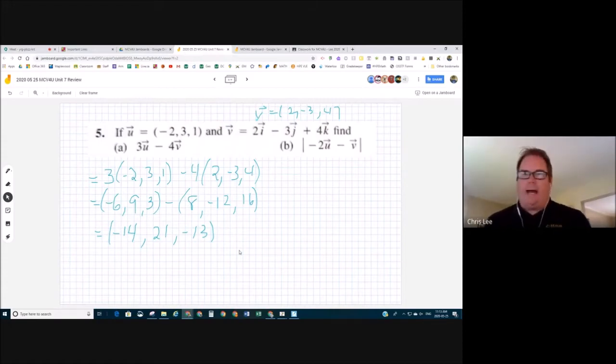Okay, in the second one, we're taking the absolute value of negative 2u minus v. So negative 2 bracket, the u value is negative 2, 3, 1, minus the v value, which is 2, negative 3, 4. And we have the absolute value of that. So the first part of this is going to feel exactly like A. I'm going to rainbow a negative 2. So that becomes a 4 and a negative 6 and a negative 2, minus 2, negative 3, 4. Again, you could rainbow a negative 1 if you wanted, and that would end up adding them instead.